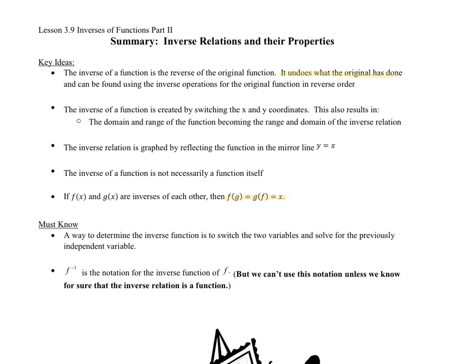Okay. The inverse of a function is created by switching the x and y coordinates. That is such an important point, so I'm going to just underline. Okay. And by switching x and y, it results in a whole host of things, including domain and range becoming range and domain, and then also the fact that the graph is simply the reflection of the original function in the line y equals x. Okay, and then the point that I also want to highlight again, the inverse of a function is not necessarily a function itself. Okay, so you should understand that this is a result of the fact that a function needs to have one unique y for every x.